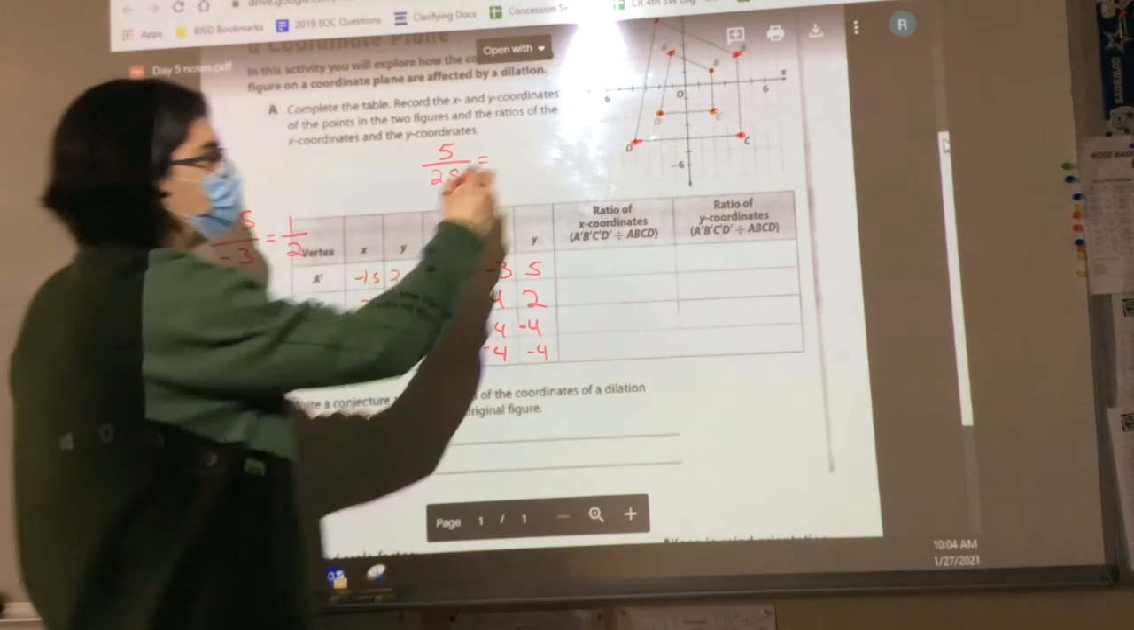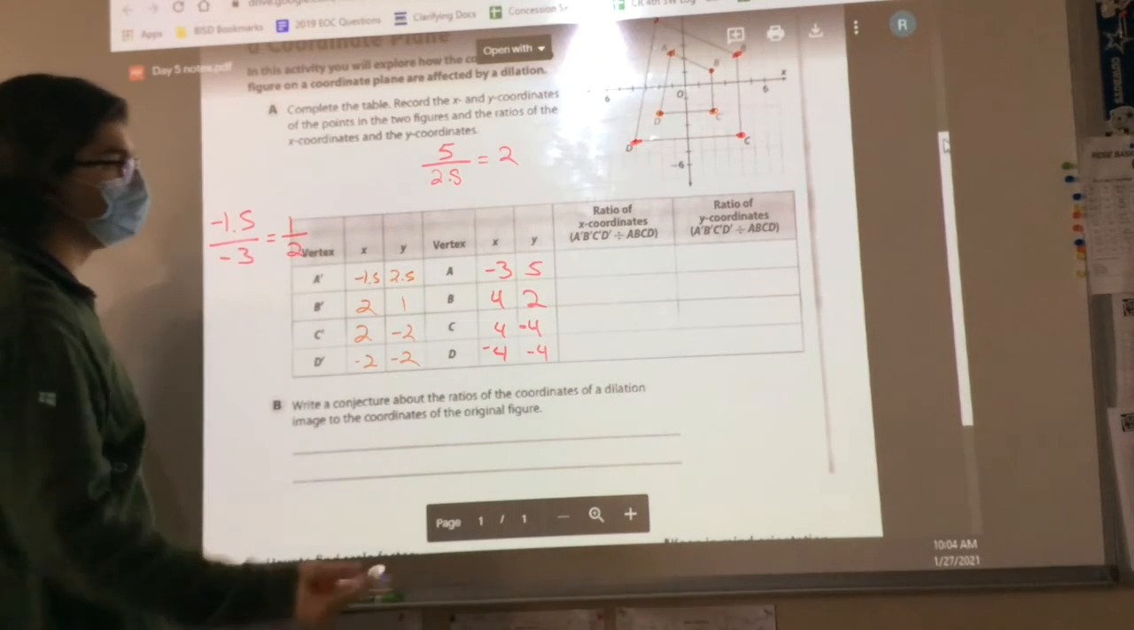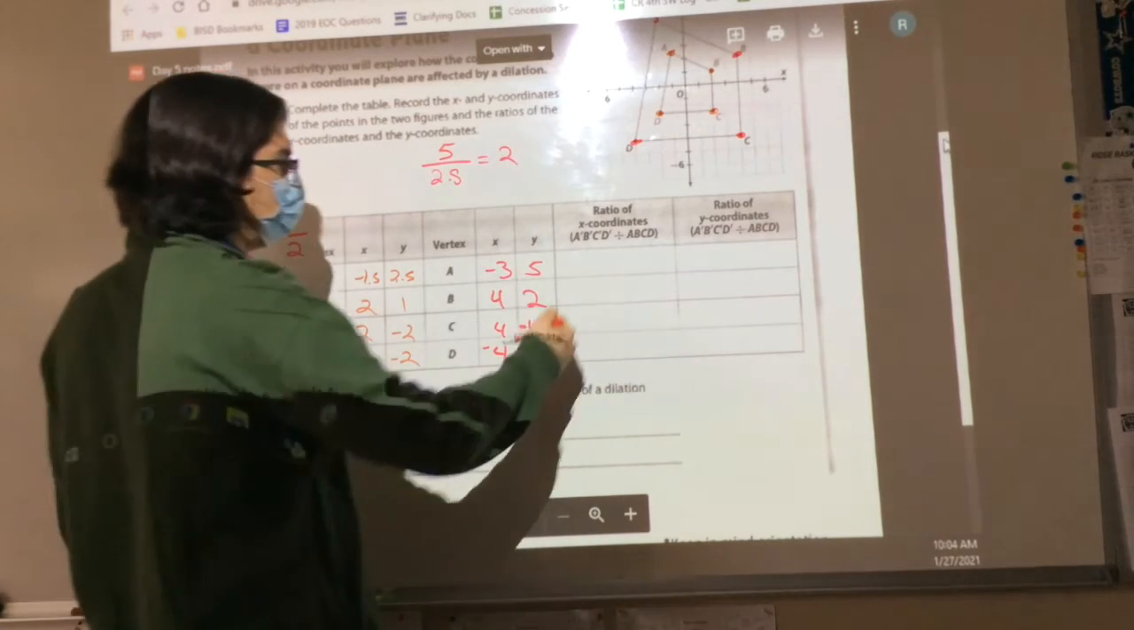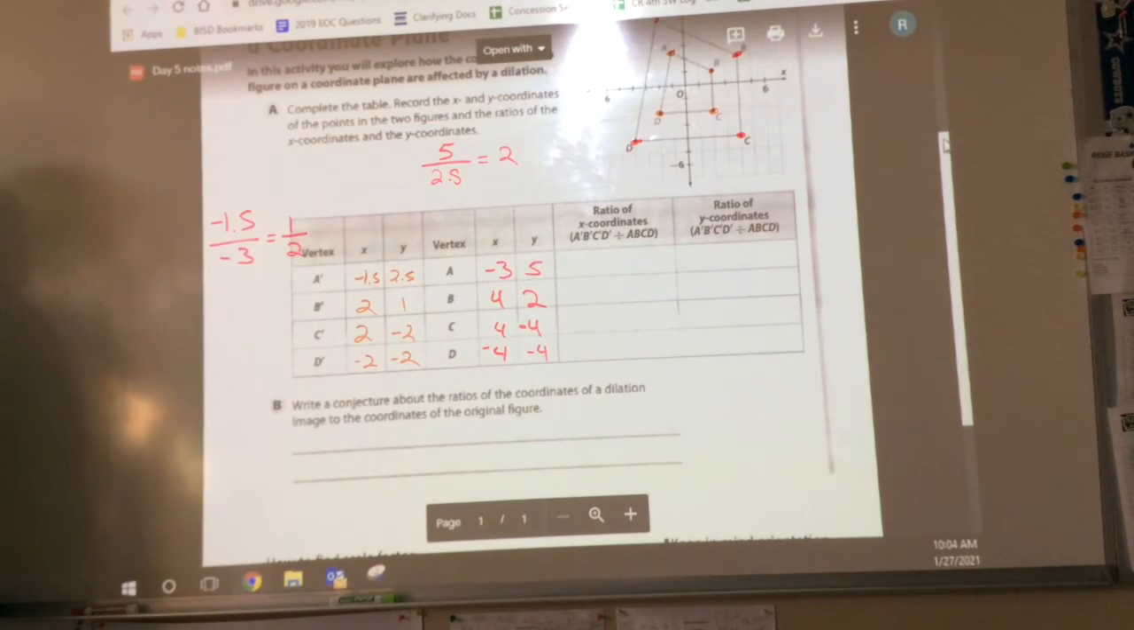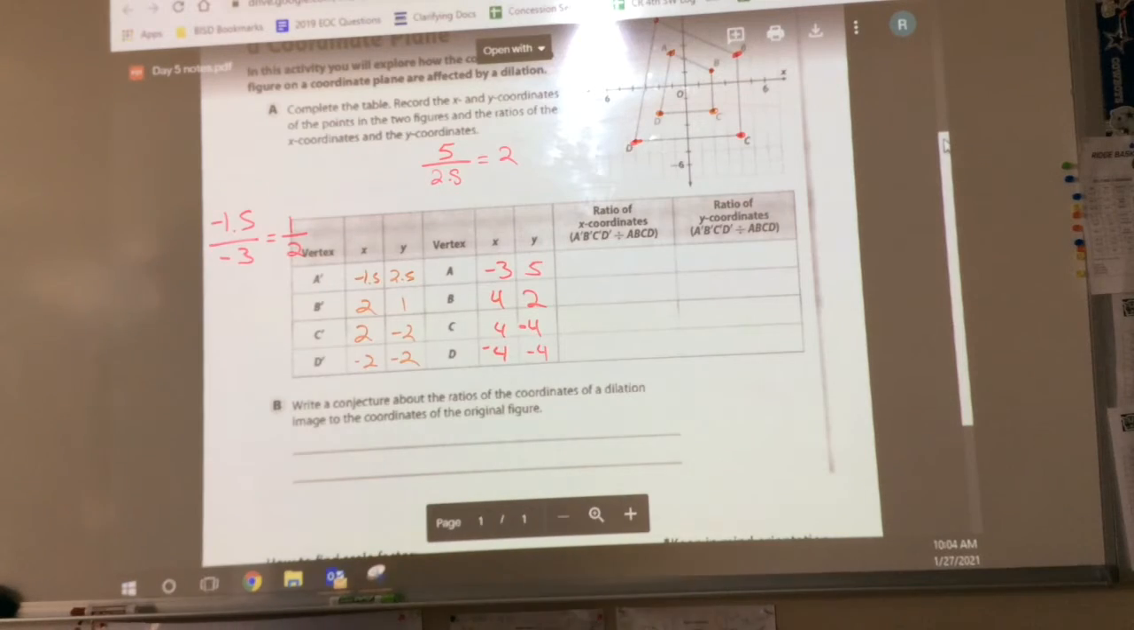You get 2. What's happening is you're either dividing or multiplying, depending on what your scale factor is, to get to that size. Once you divide, you find out what that measurement is, what that scale factor is. It's what Reed's been doing all week when he just says multiply it by this.